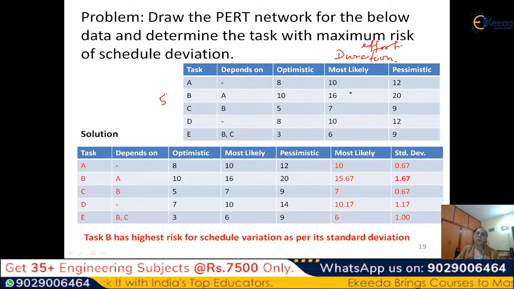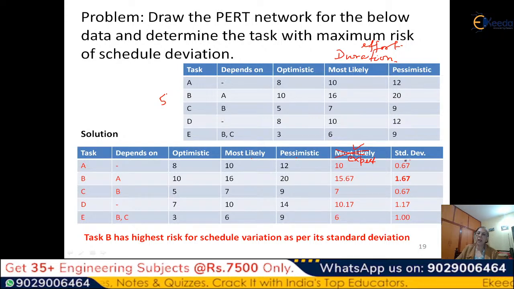This is the thing. So now what we have to do, we have to extend this table. So we have to take the most likely, which is the expected value. Oh, sorry, this should have been the expected value, because most likely is coming here. So this is what you have done in the estimation: optimistic, most likely, and pessimistic. And then you determine the expected value by using the formula: optimistic plus 4 times most likely plus pessimistic, divided by 6.